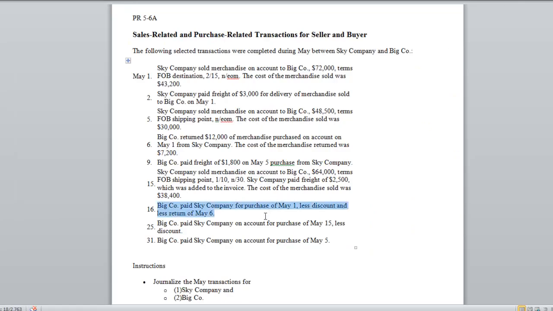On the 16th here, we're going to make a payment for the May 1st purchase. Oops, I'm sorry, we're actually on the 25th now, aren't we? We're going to make the payment for the May 15th purchase less the discount. Okay, so we made here on the 15th a $64,000 purchase, and we're going to pay it within the discount period, and that's going to give us a 1% discount.